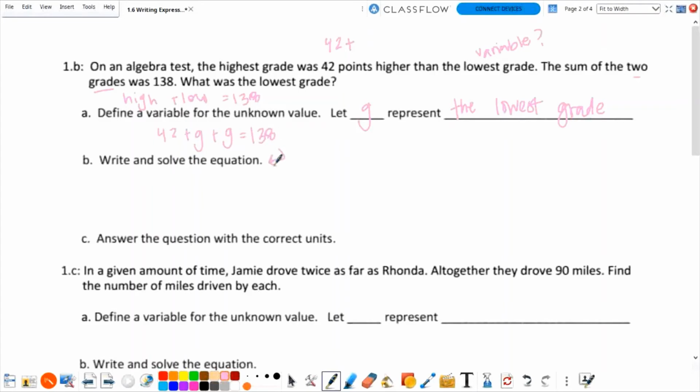Right, so when it says write and solve our equation, we can put that in the proper form. We're going to have 2G, we can combine our like terms, plus 42, and it equals 138. And now we can solve for G. So we need to start by subtracting 42 from both sides.